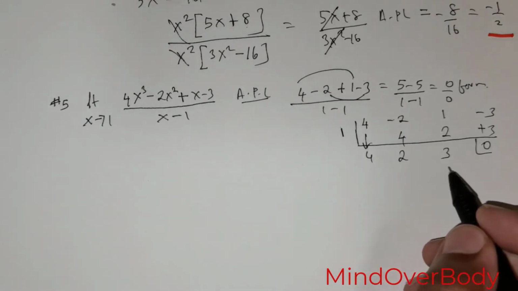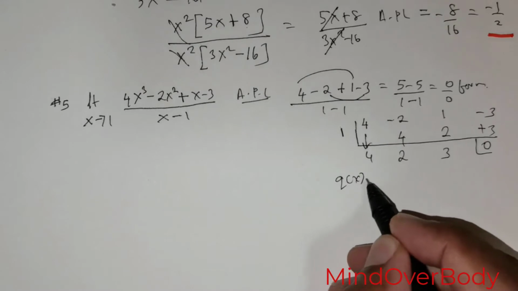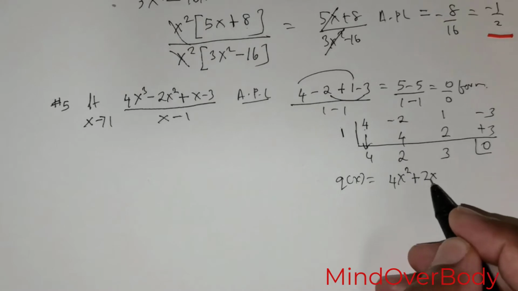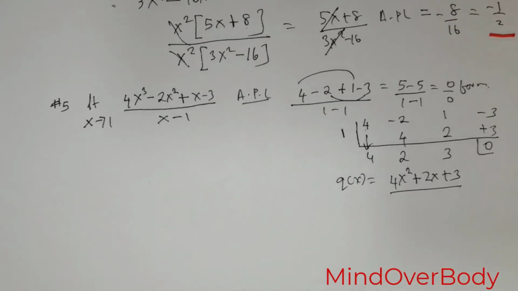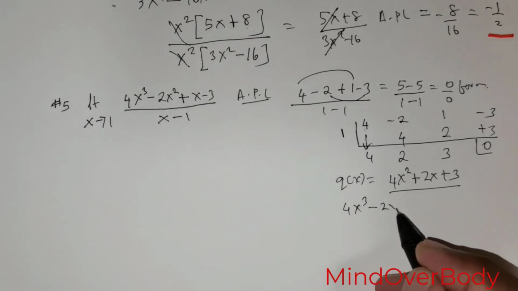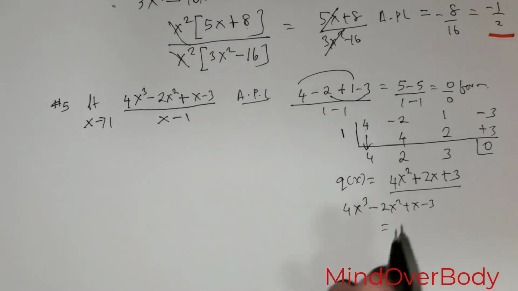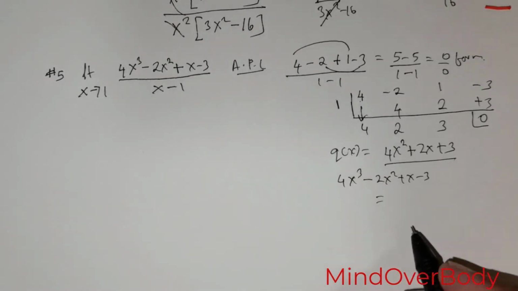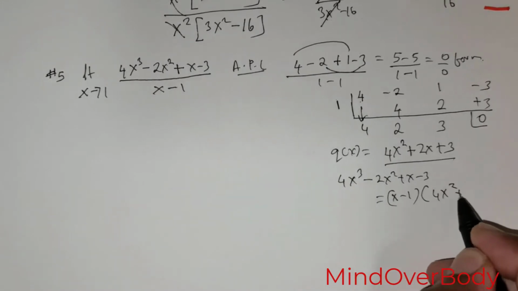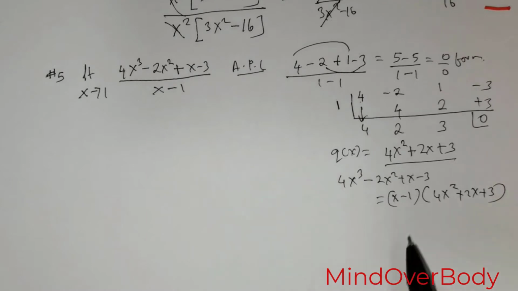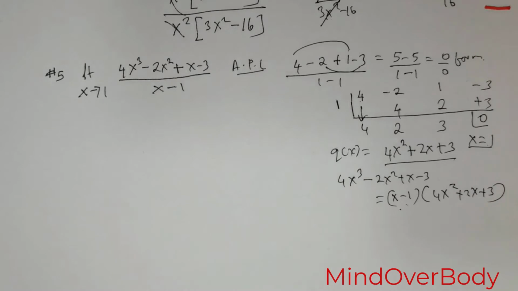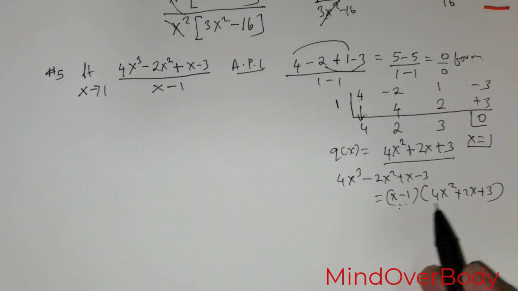So this is called the quotient. Now my quotient is, I started with degree 3, so this is going to be degree 2, 4x squared followed by 2x positive 3. So if you want to write the given quantity 4x to the power of 3 negative 2x squared positive x negative 3 as a product of two polynomials, then that would be x negative 1 times 4x squared plus 2x positive 3. Now why did I place x negative 1? Now x is equal to 1 is a root, so x negative 1 should be a factor. Now if you were to multiply these two things, you will get back.